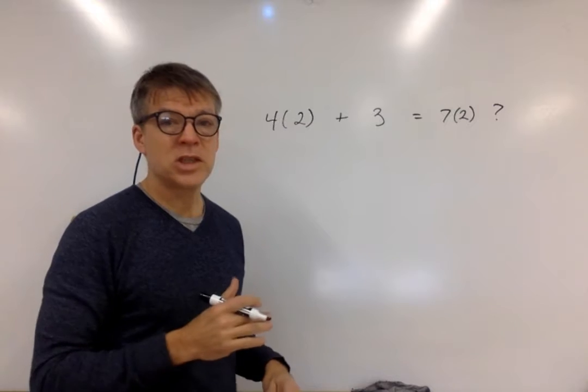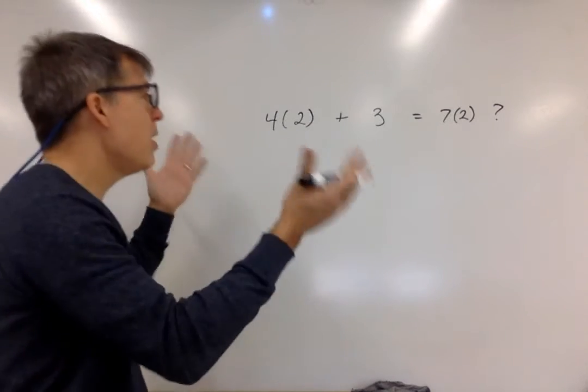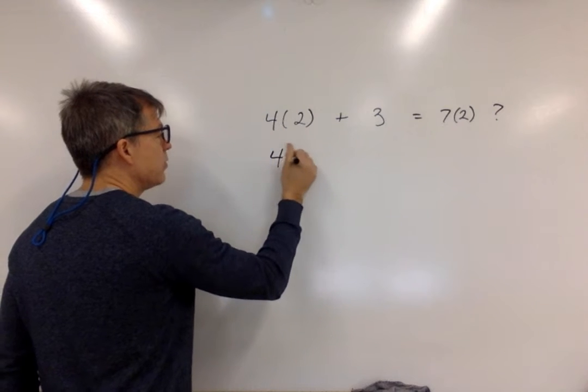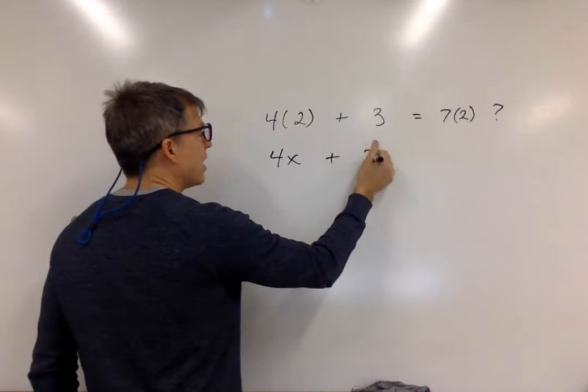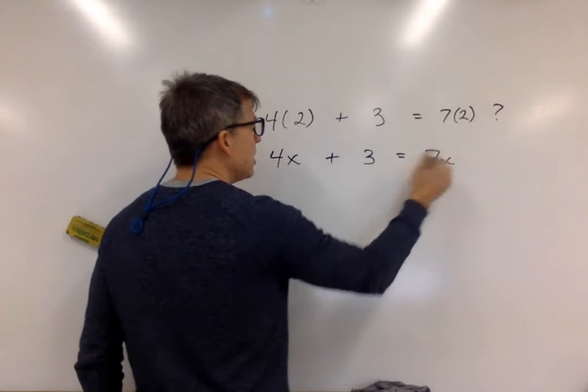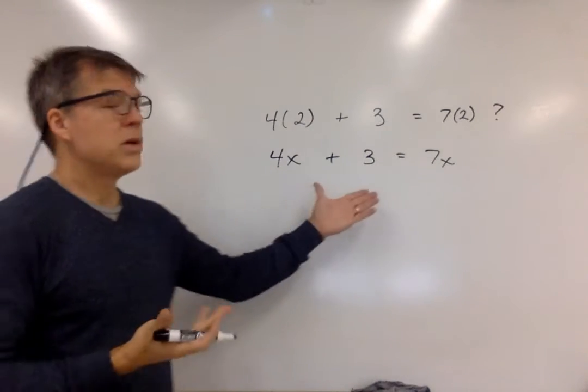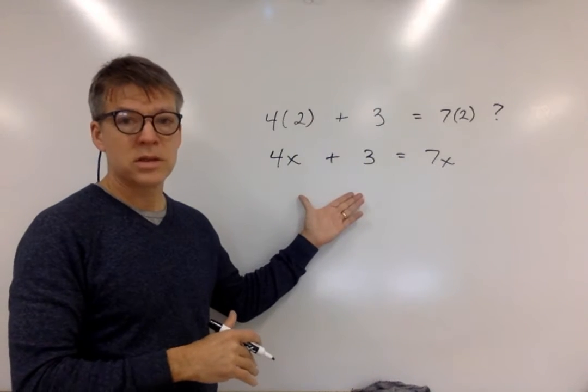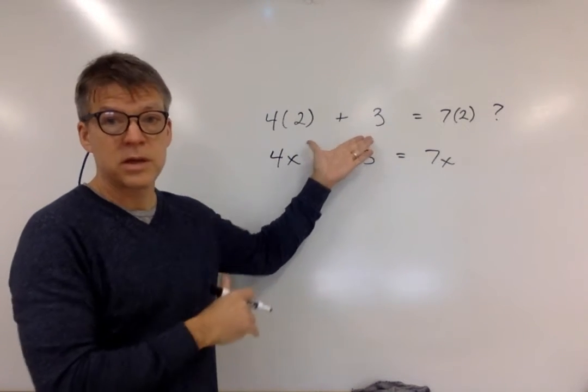If a rookie mathematician said, oh, I see the pattern. If you have any number here, if you do 4 times that number and then add 3, guess what? You get 7 times that number. Well, sorry, bogus. It's not right. That is not a pattern that works. We just proved it up here.